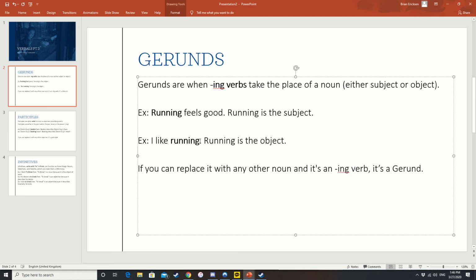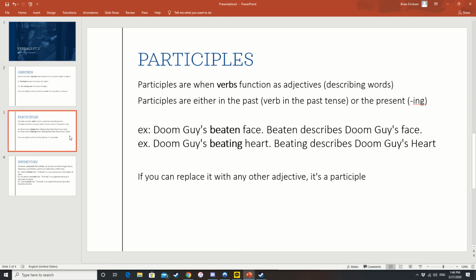If it says, I like cans, then no, cans is not a gerund. It is just a noun. So, if you can replace it with another noun and it is an ing verb, then it is a gerund. However, if you cannot replace it with another noun, or it is not an ing verb, it is not a gerund. It might be a participle instead.